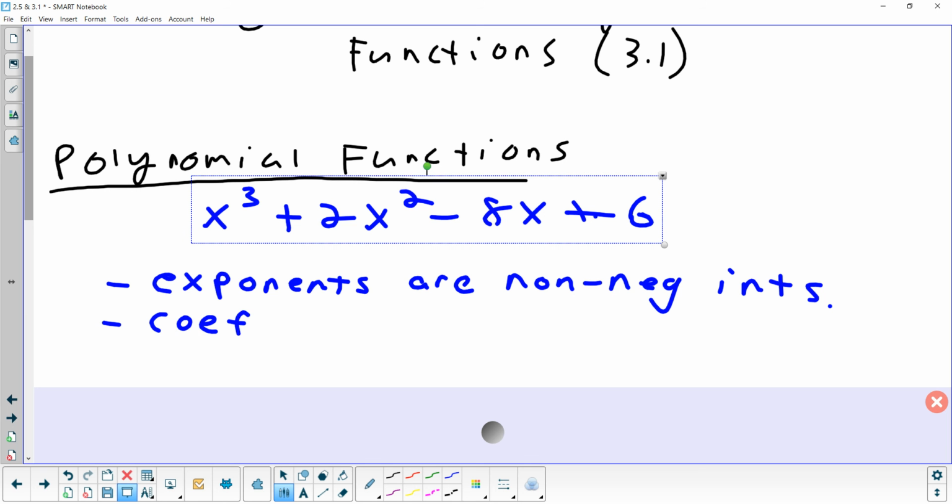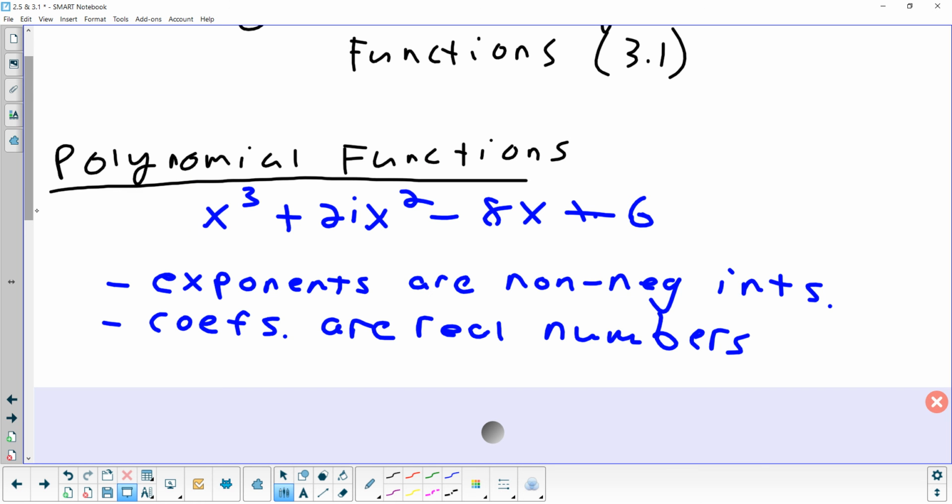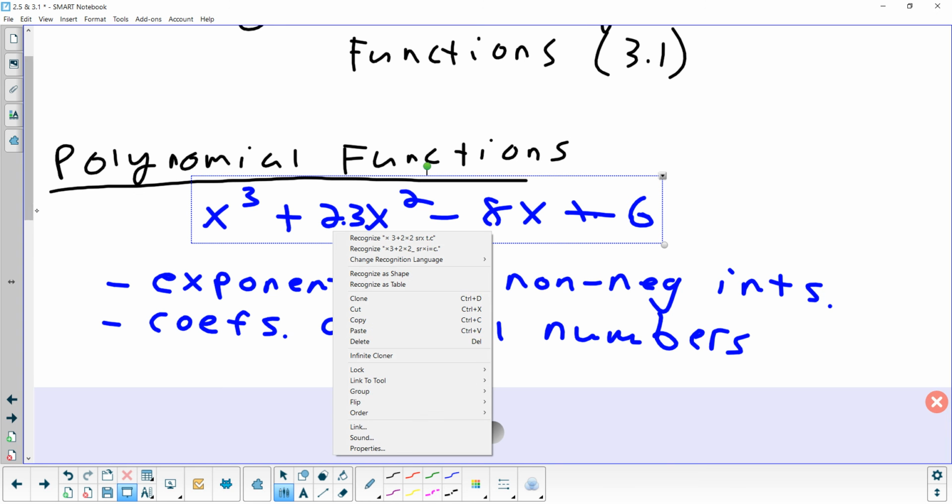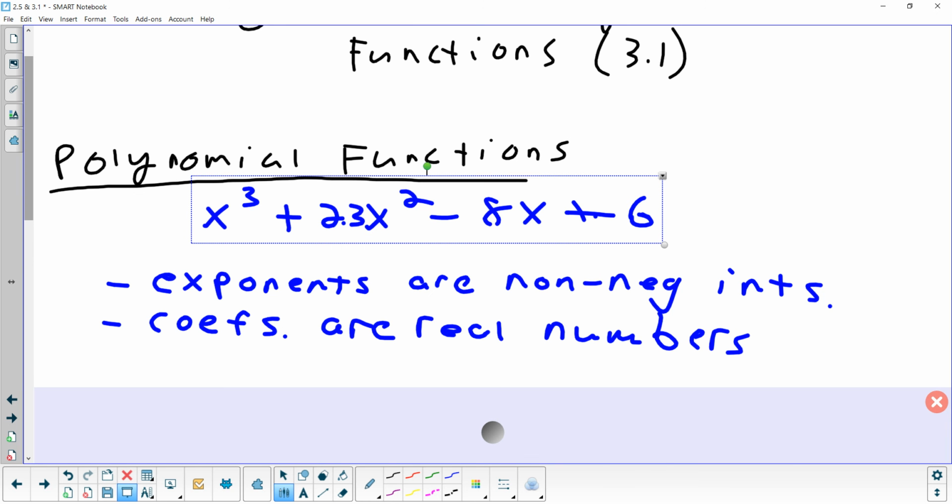The coefficients are real numbers. 2 is the coefficient in front of x squared. 2 is a real number. Negative 8 is a real number. What you couldn't have is something like this. 2i x squared. i is imaginary. No, can't have that. You could have a decimal. 2.3x squared, no problem with that at all. I didn't say you couldn't have a decimal in the coefficient. I said you couldn't have a decimal in the exponent.